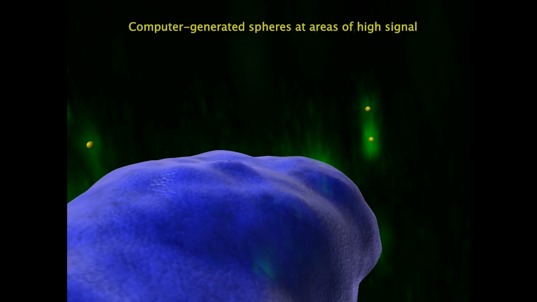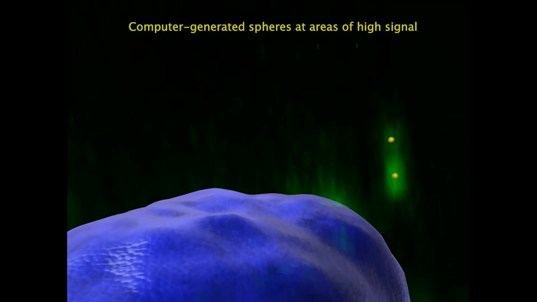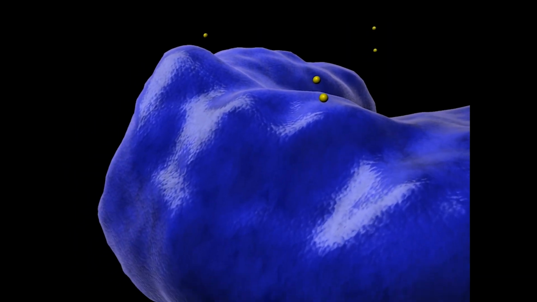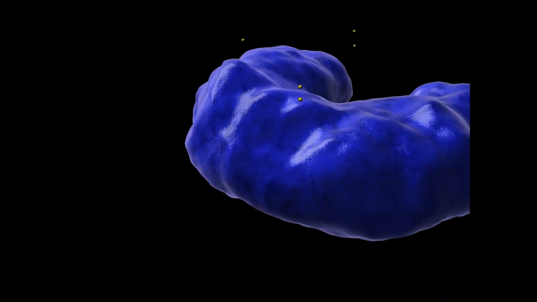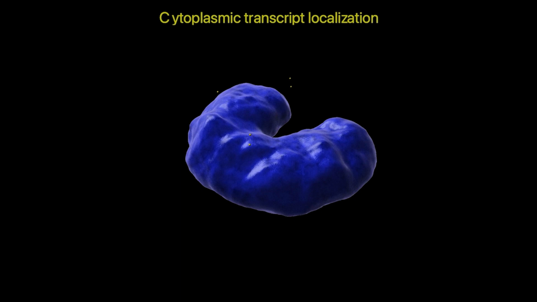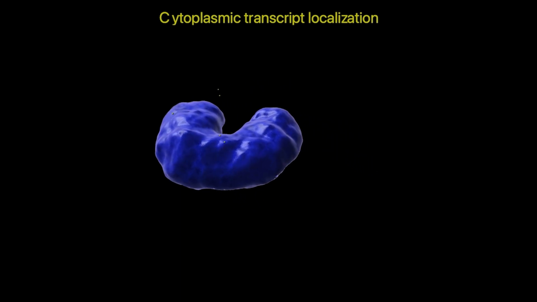Computer-generated spheres at areas of high signal. We use a computer program to mark spheres at areas where the RNA is found. This makes them easier to see. If we zoom out, we see the nucleus of the cell, Cytoplasmic transcript localization, and the location of transcripts in the cytoplasm outside the nucleus.